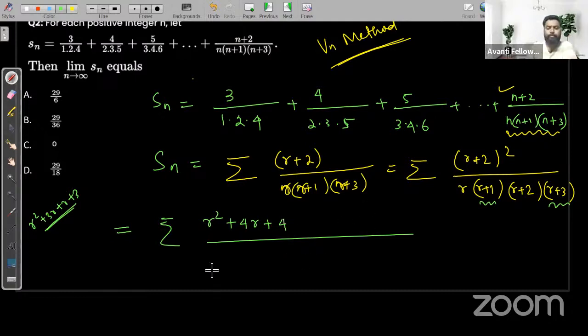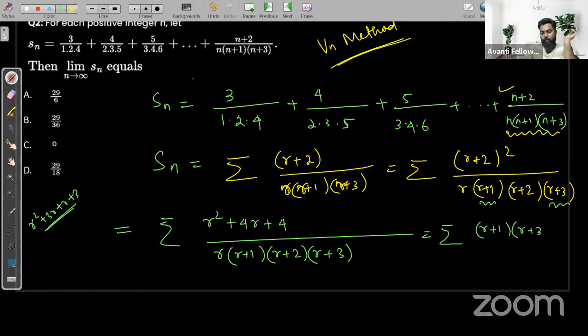Just write 4 here. Then we are getting r into r plus 1 into r plus 2 into r plus 3. Is it or not? You are getting this or not? So can we write this numerator as r plus 1 into r plus 3 plus 1? Yes, we can write. And this will be r into r plus 1 into r plus 2 into r plus 3, right? Now we can easily apply the VN method.